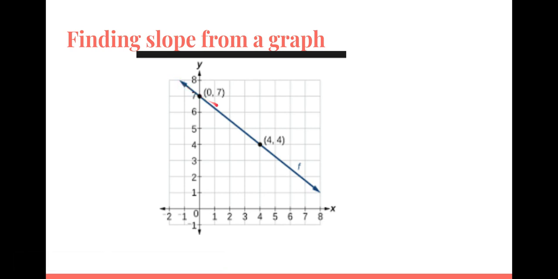So if I start here and I go across my line, I'm going down. Okay, so I'm going down, so I know I'm going to have a negative slope. And so I have 1, 2, 3 places down and 1, 2, 3, 4 places over. So since I was going down, it would be -3 over 4.